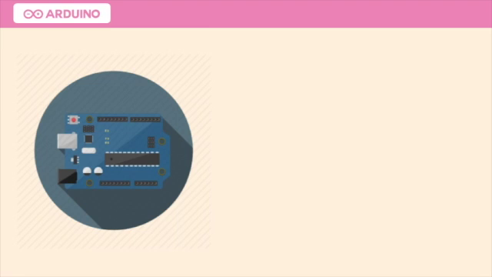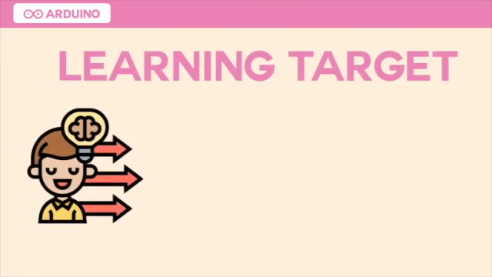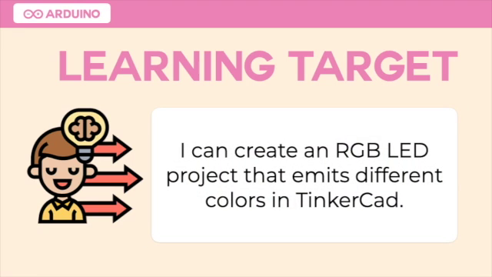Today, we are going to discuss our topic, which is about Project 5, RGB LED. In this lesson, you will learn how to create an RGB LED project in TinkerCad. Our learning target for today is, I can create an RGB LED project that emits different colors in TinkerCad.